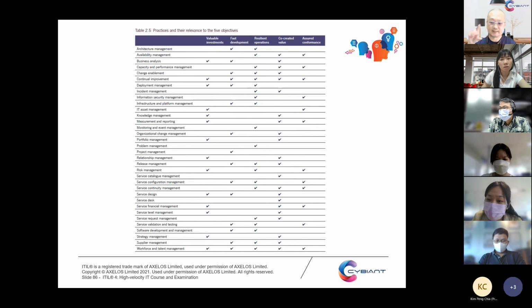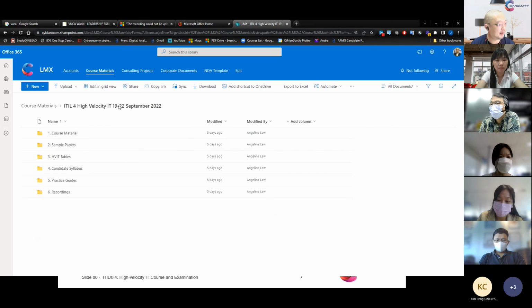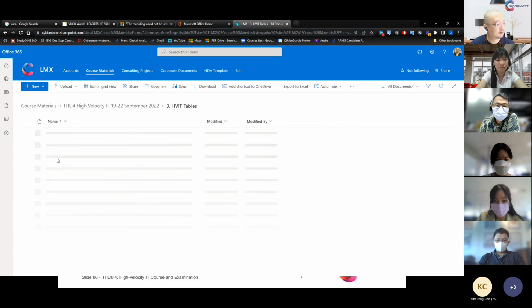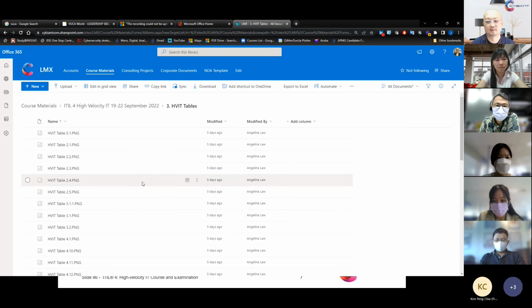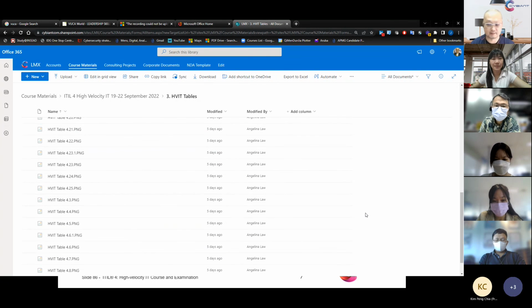This one is actually in the SharePoint folder. Let me try and bring that up. Hang on a sec. If you go to the SharePoint folder, I hope you're seeing the screen now. There should be a folder, number 3 here, HVIT table. It's inside here. It's all here. You can download it. Yeah, you can copy and paste. It's all yours.